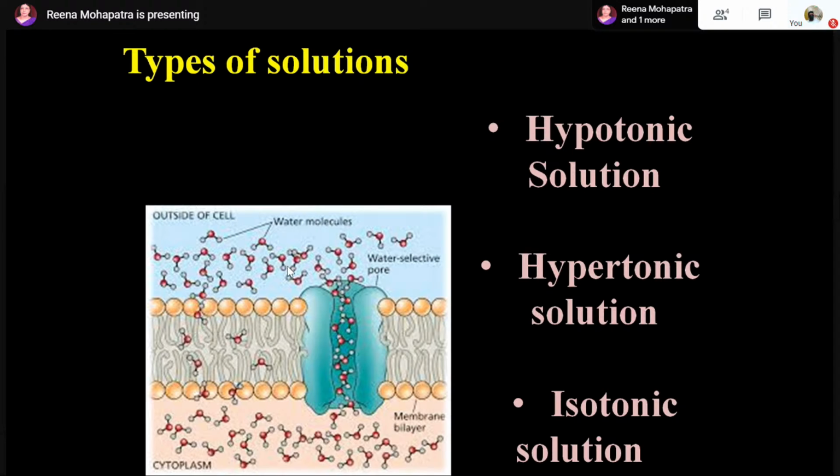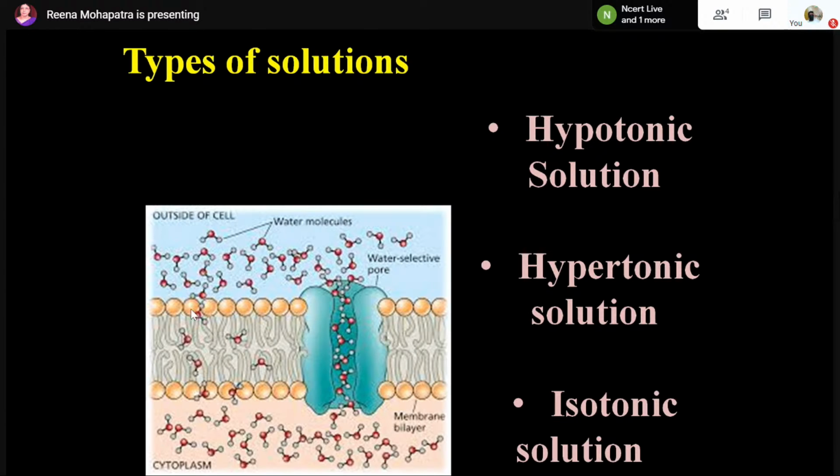So here, what is that standard solution? The cell cytosol is the standard solution. In relation to that, if outside there is more water and less solute, that is hypotonic. If there is more solute and less water, then it is hypertonic. And if the outside ECF has the same solute and solvent as the cytosol, then it is called an isotonic solution. Did you understand?